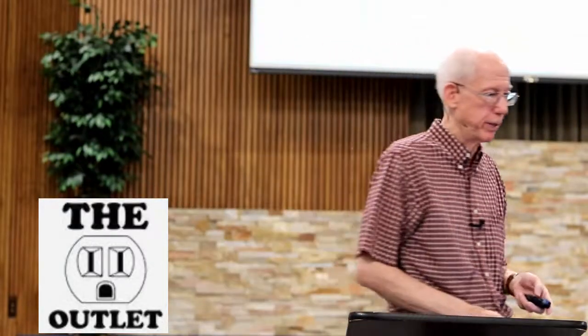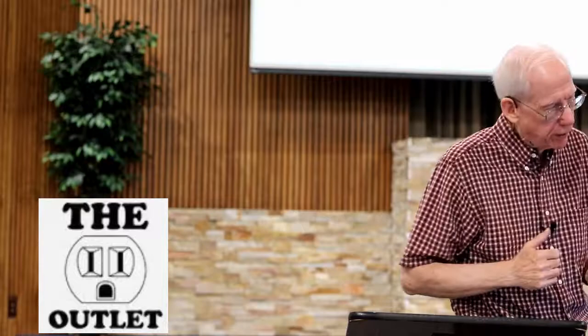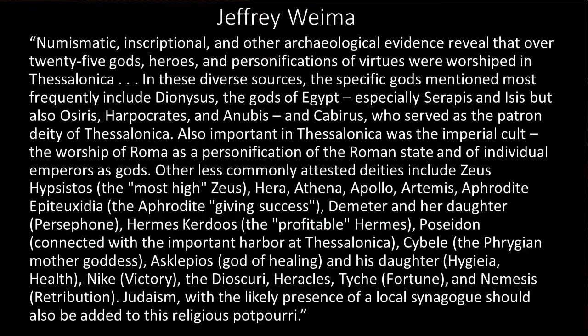Jeffrey Weima, in his commentary, he says, "Numismatic, inscriptional, and other archaeological evidence reveal that over 25 gods, heroes, and personifications of virtues were worshipped in Thessalonica. In these diverse sources, the specific gods mentioned most frequently include Dionysus, the gods of Egypt, especially Serapis and Isis, but also Osiris, Harpocrates, and Anubis, and Cabirus, who served as the patron deity of Thessalonica.